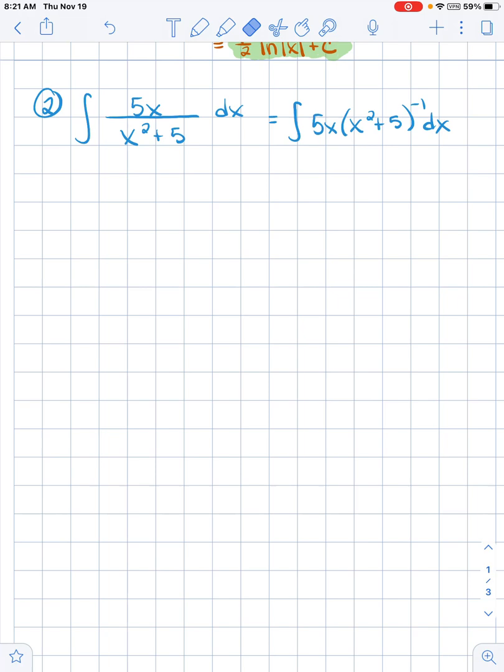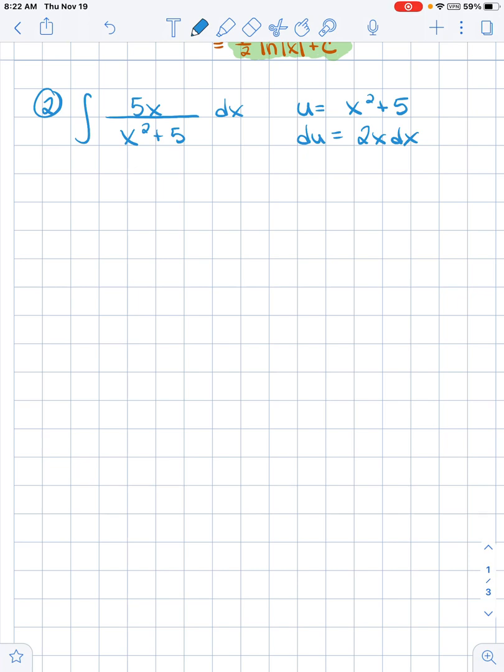Okay, so since that doesn't work, I'm going to think about the fact that this is a fraction, and I'm wondering if it's in u prime over u or du over u form. Okay, so I'm going to get rid of this because that didn't work. And if I do think about this as a natural log, I would let u be the denominator then, x squared plus 5. The derivative is 2x dx.